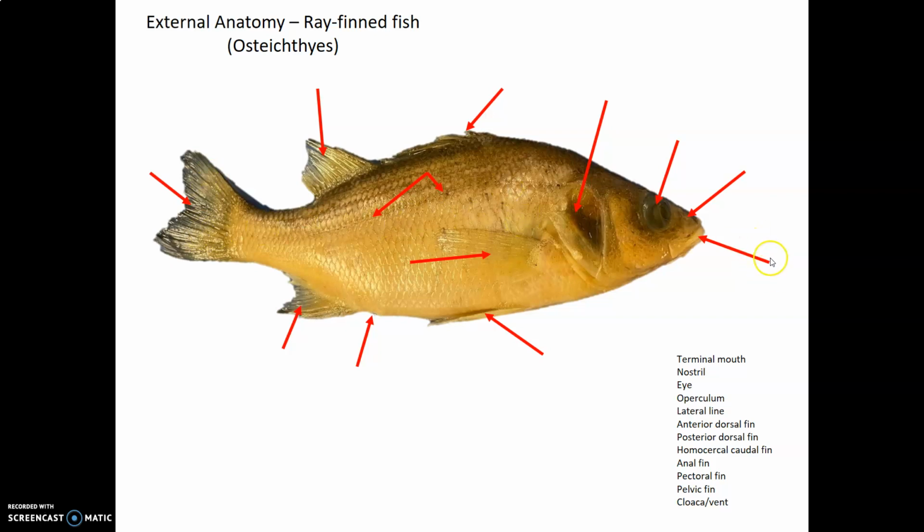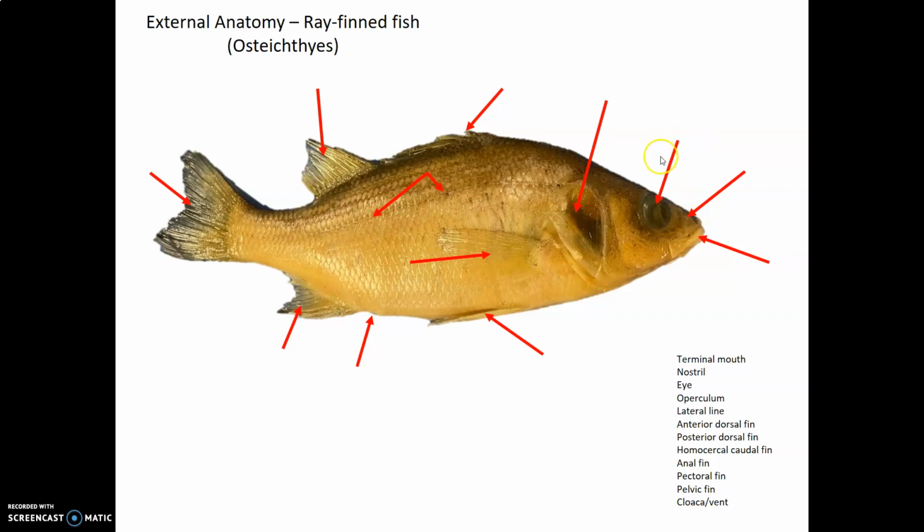So if we begin, we first see at the anterior the terminal mouth, which is located on the very front, most anterior portion of the head. This is opposed to the ventral mouth that we see in most cartilaginous fish. Next is the nostril, which is an opening that allows water to come into the oral cavity. In addition, it's innervated with lots of olfactory nerves, so this is where the fish's sense of smell originates.